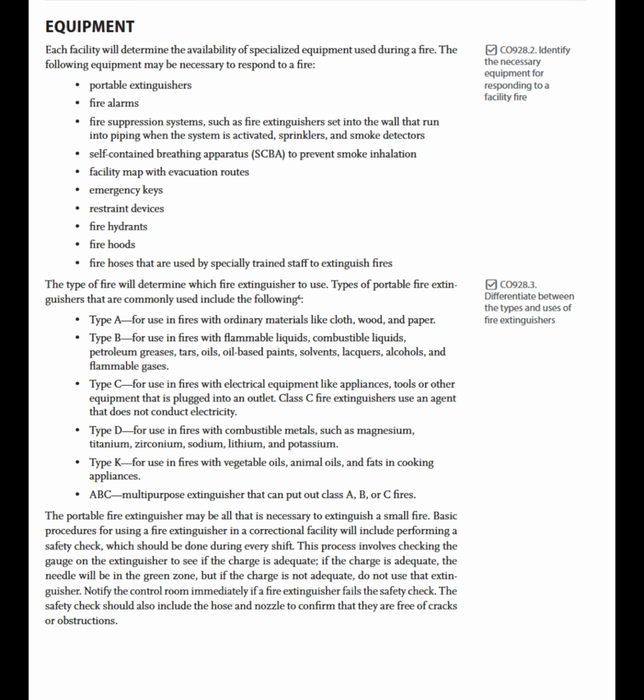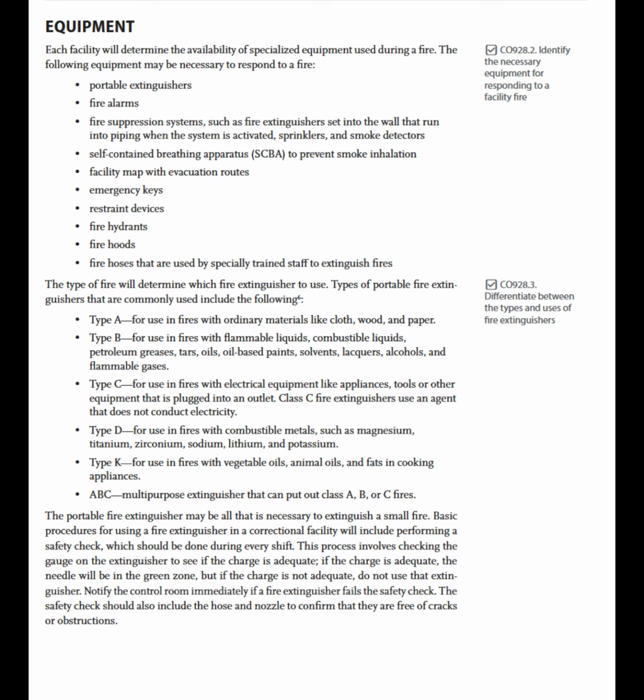Type C, for use in fires with electrical equipment, like appliances, tools, or other equipment that is plugged into an outlet. Class C fire extinguishers use an agent that does not conduct electricity. Type D, for use in fires with combustible metals, such as magnesium, titanium, zirconium, sodium, lithium, and potassium. Type K, for use in fires with vegetable oils, animal oils, and fats in cooking appliances. ABC, multi-purpose extinguisher that can put out Class A, B, or C fires.